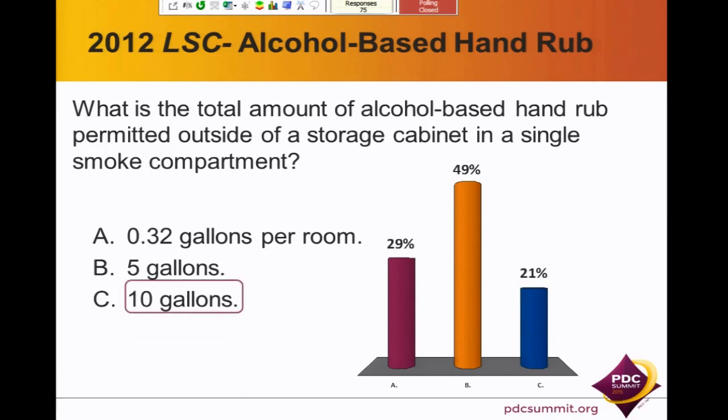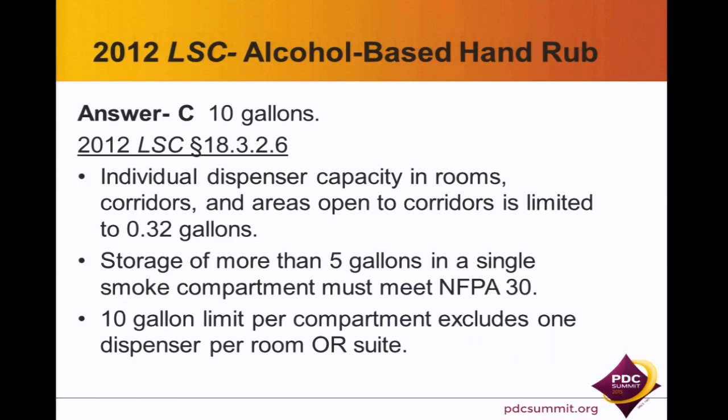All right, the answer is C, 10 gallons. The 0.32 gallons per room is the individual dispenser capacity that's permitted, and that's allowed in rooms, corridors, and areas open to the corridors. The 5 gallons is actually the trigger that you have to meet provisions for NFPA 30, which is the Flammable and Combustible Liquids Code. That 10-gallon limit per compartment excludes one dispenser per room or suite. Like I said before, a suite is considered one large space.